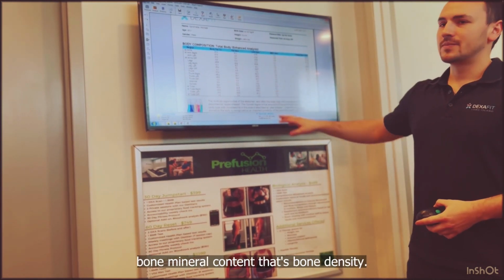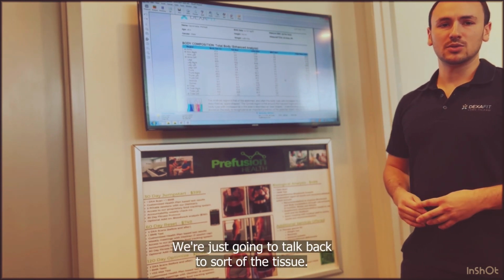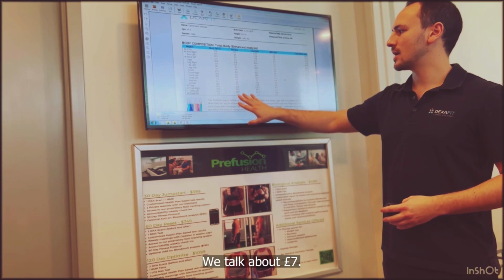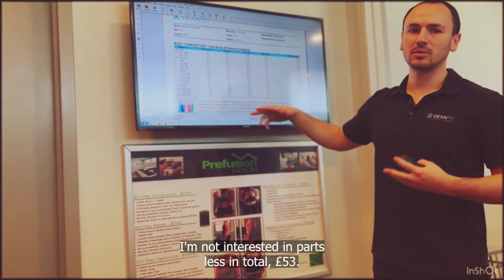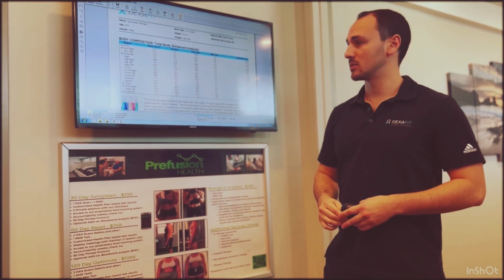Bone mineral content, that's bone density. We're going to ignore it for now because we're just going to talk about your T-score at the end, right? Lean tissue we've talked about, fat in pounds. I'm not interested in past what's the total, about 53 pounds, and how much of it is visceral, which is about 2.4 pounds, okay?